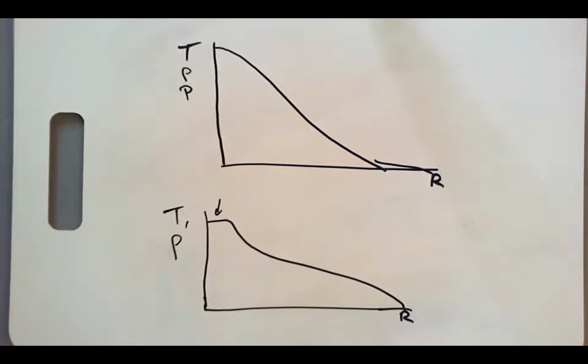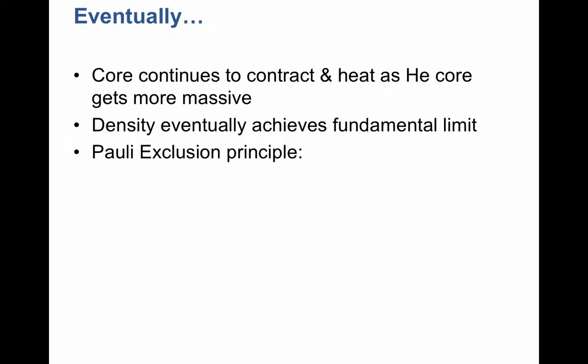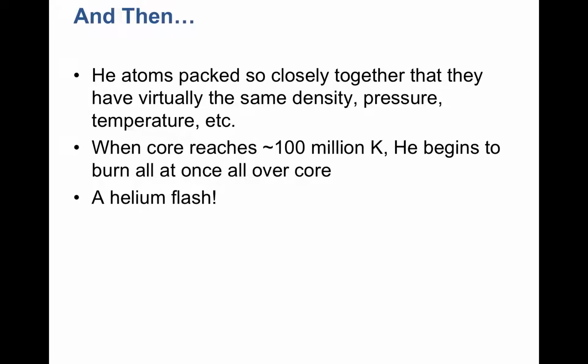So let's go back to our slides. The helium atoms are packed so densely that they have virtually the same density, pressure, and temperature at the center. And that's what that little cusp at the center of the graph that I showed was. All of the regions of the core have about the same density, pressure, and temperature.